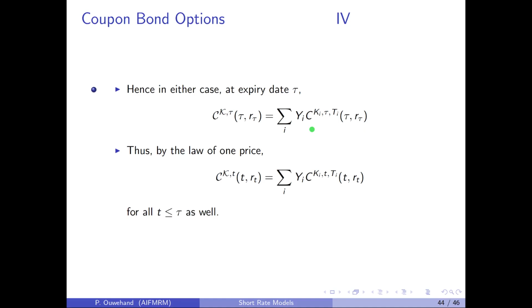Now, by the law of one price, if two portfolios have the same value in the future, in all states of the world, they must have the same value now. And thus, by the law of one price, the value of a coupon bond option is equal to the value of a portfolio of options on zero coupon bonds at all times before the expiry of the option. And thus, if we are able to price options on zero coupon bonds in a one-factor model where bond prices are strictly decreasing functions of the short rate, we will also be able to price coupon bond options and therefore swaptions.